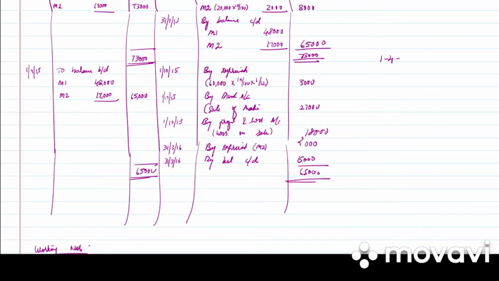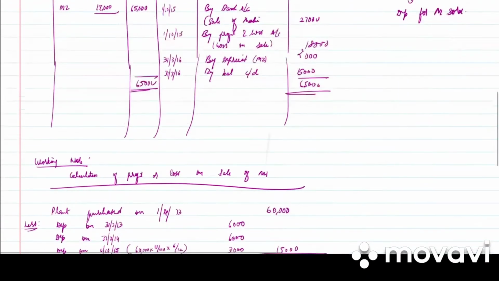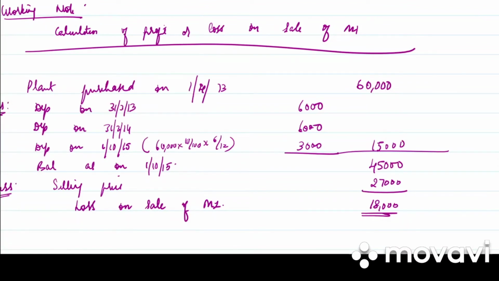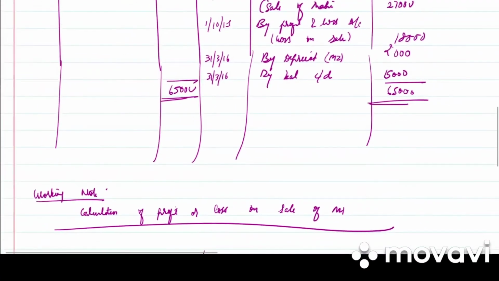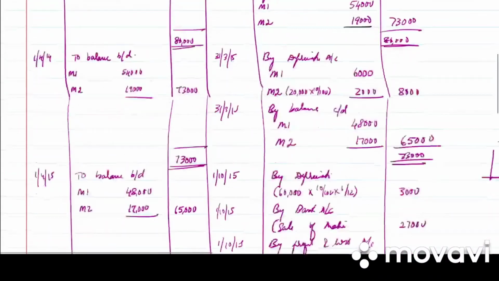So always remember, whenever there is a sale of any machinery, we need to calculate depreciation from the year, that is 1st April to date of sale. This will be the depreciation for machines sold. Okay. And then to calculate the loss or profit, we need to write the purchase amount on the date we purchased, deduct all the depreciation up to that date, and then deduct the selling price.